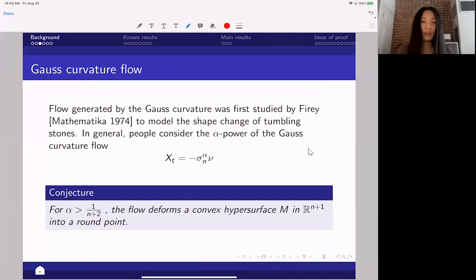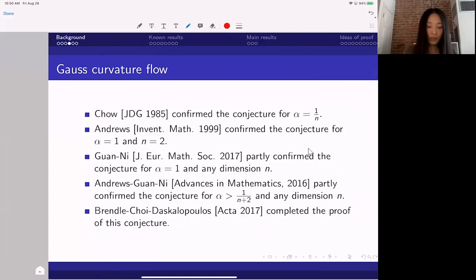The round sphere is a type of ellipse, but just saying that it can disappear like an ellipse. And when alpha is less than 1 over n plus 2, nothing is known so far. So anyway, this conjecture is about alpha greater than 1 over n plus 2, and it took several decades for people to completely solve this conjecture.